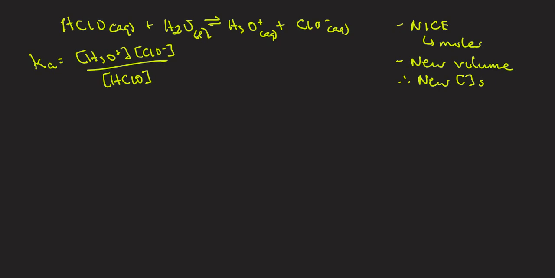Let's start with acid. So the concentration of HClO is going to be moles over volume. From our nice table, 0.0045 moles, and volume is 0.03 liters. That gives us a new concentration of 0.15 moles per liter. So this is done. Okay, so check there. Now we have to do this one.